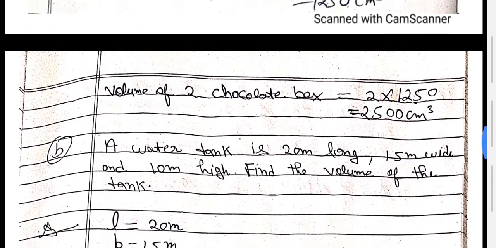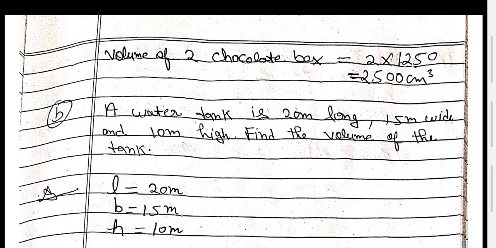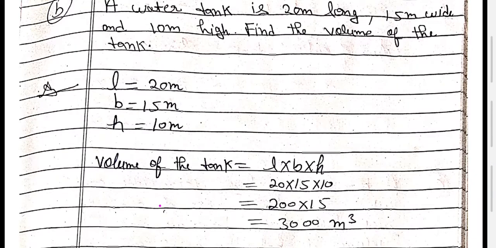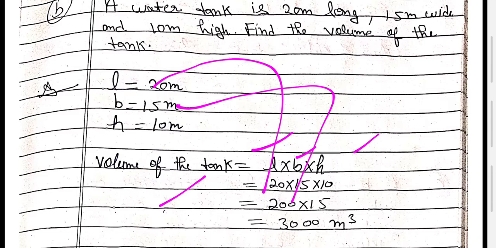A water tank is 20 meter long, 15 meter wide, and 10 meter height. So length is 20, breadth is 15, and height is 10 meter. Find the volume of the tank. The volume of the tank is equal to L into B into H. Write the value of L here, B here, and H here.